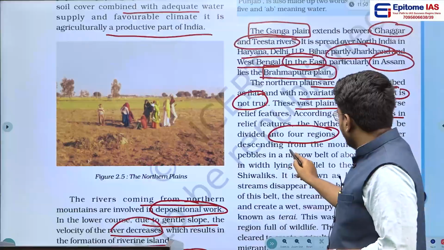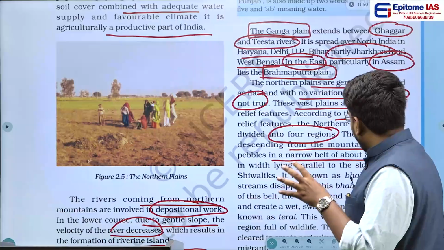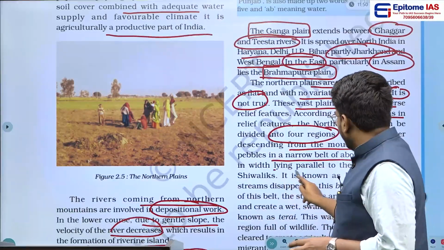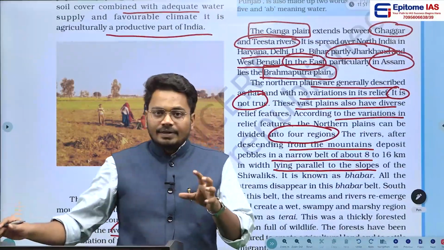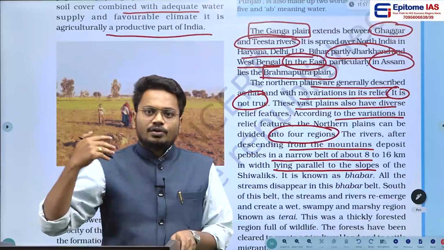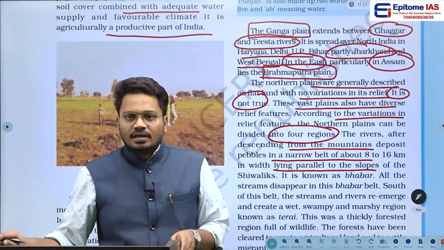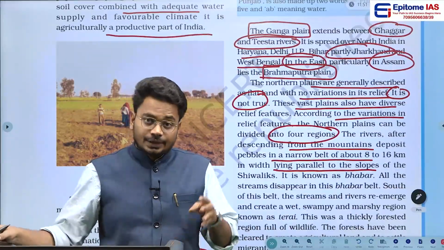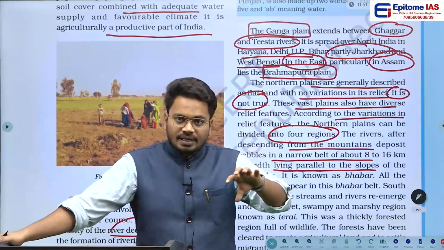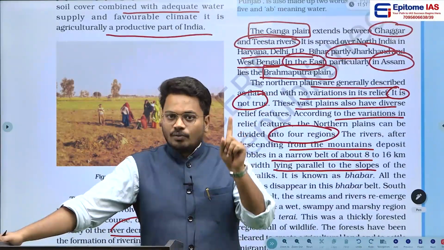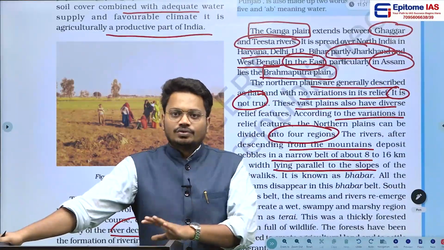The rivers, after descending from the mountains, deposit pebbles in a narrow belt about 8 to 16 kilometers wide, lying parallel to the slopes of the Shivaliks. Now the point here is, whenever the river comes from the Himalayan mountains, after traveling a huge distance with very high velocity, what happens? It reaches the foothills of the Himalayas. So whenever the river reaches the foothills of the Himalayas, obviously what would be the first thing happening to that river? The velocity of that river would be reduced, right?